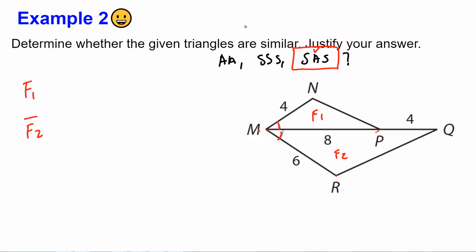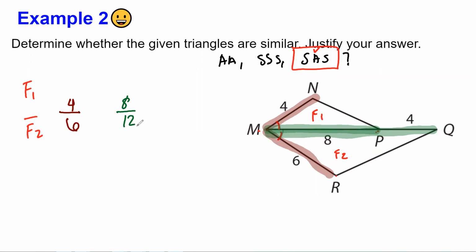All right, what side do you guys want to start with first? 4. Okay, so 4 is going to be corresponding to 6 in this case. Okay, so these two are corresponding. So 4 over 6. And our next side is 8 and it's corresponding to 12 in this case. So 8 is this little piece right here. 12 is the entire segment over here. So it's 8 over beautiful 12.